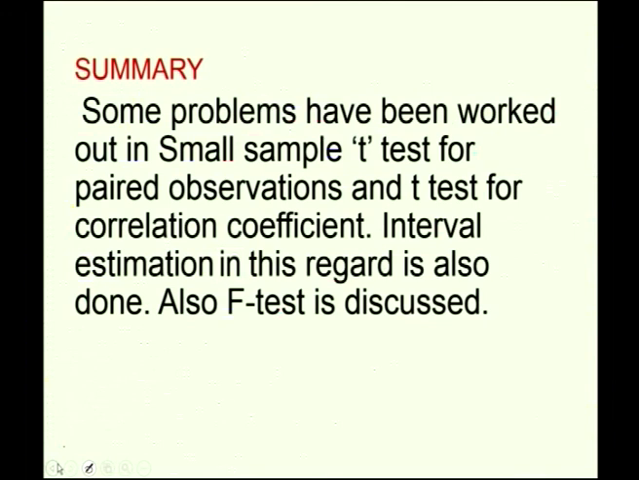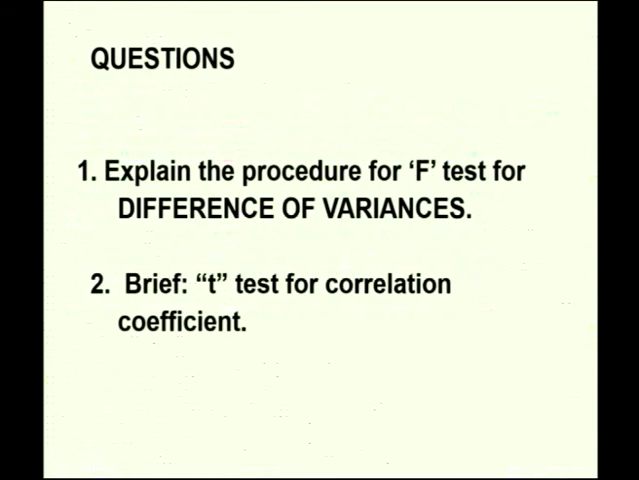In this session, some problems have been worked out in small sample t-test for paired observations and t-test for correlation coefficient. Interval estimation also is done. Also, we have discussed the procedure for F-test. Based on the discussion in the session, the following questions are posed. Explain the procedure for F-test for difference of variance. Briefly explain t-test for correlation coefficient.